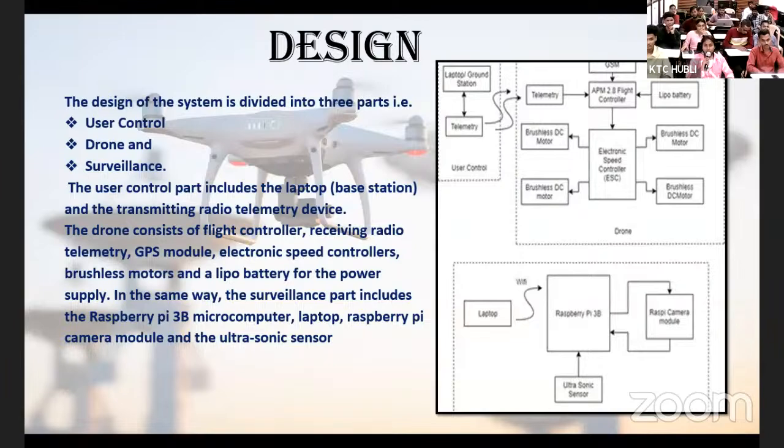The drone consists of a flight controller, receiving radio telemetry, GPS module, electronic speed controllers, brushless motors, and a lithium battery for the power supply. The lithium battery plays a major role in power supply to the drone. In the same way, the surveillance part includes the Raspberry Pi 3D microcomputer, laptop, Raspberry Pi camera module, and the ultrasonic sensor.